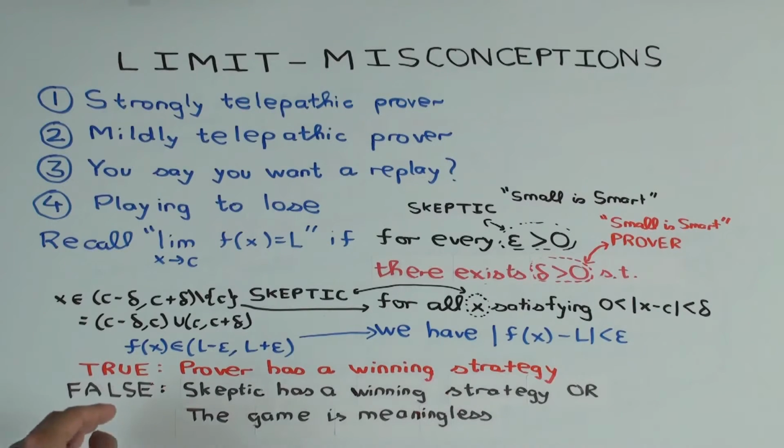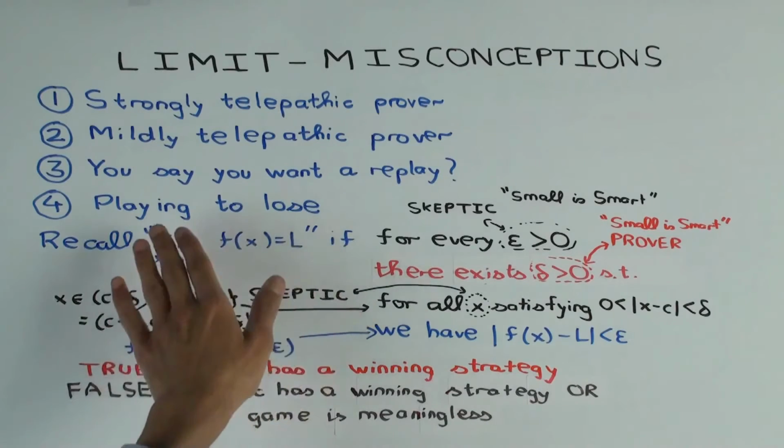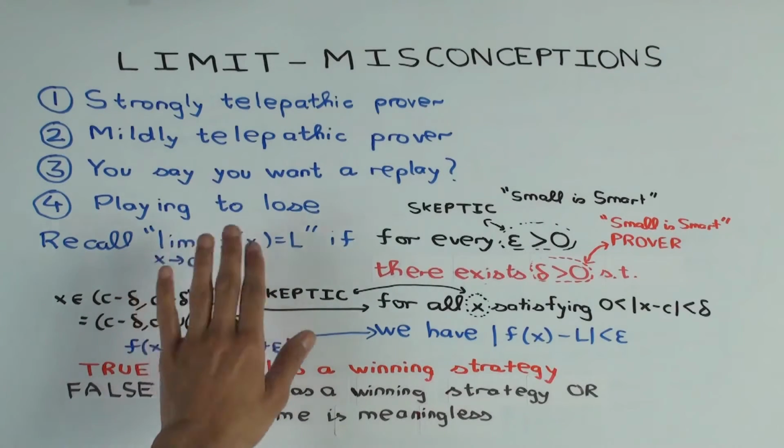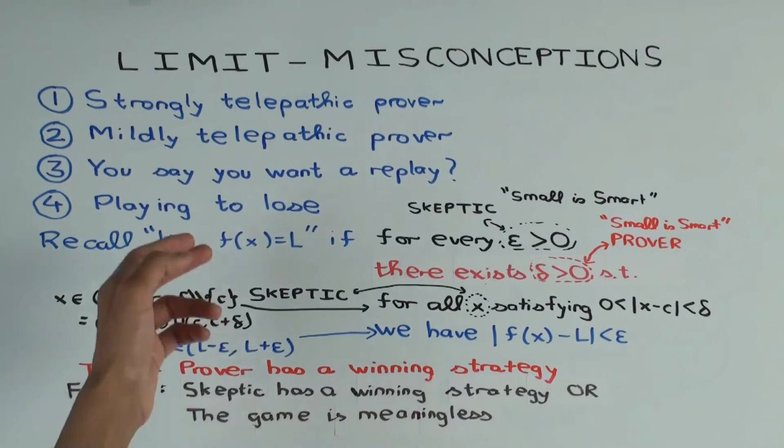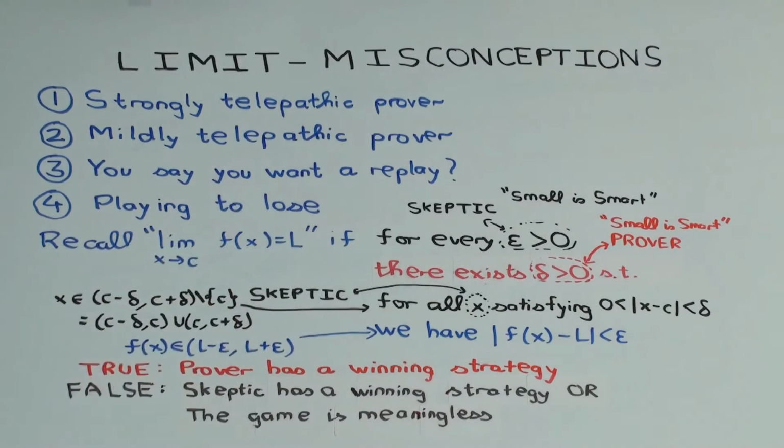And the statement is considered false if the skeptic has a winning strategy for the game, which means the skeptic has a way of playing so that whatever the prover does, the skeptic can win the game. Or if the game doesn't make sense at all, maybe the function is not defined on the immediate left and right of c, then we cannot even make sense of the statement. So either way, if the skeptic has a winning strategy or the game doesn't make sense, then the statement is false. If the prover has a winning strategy, the statement is true. So with this background in mind, let's look at some common misconceptions.